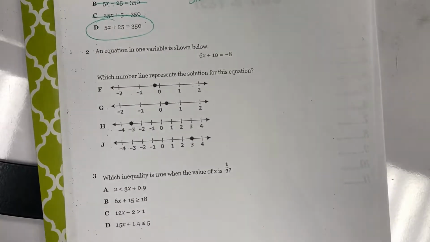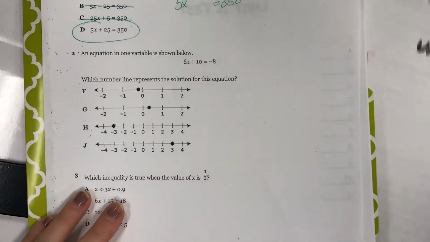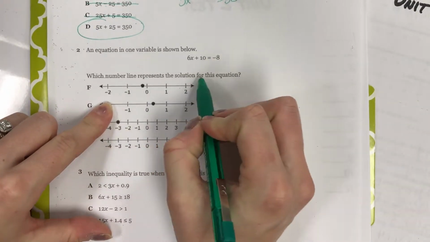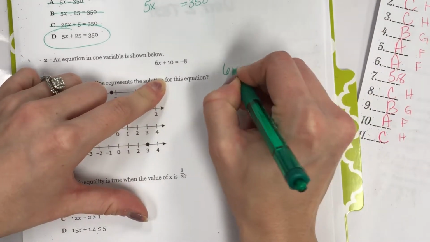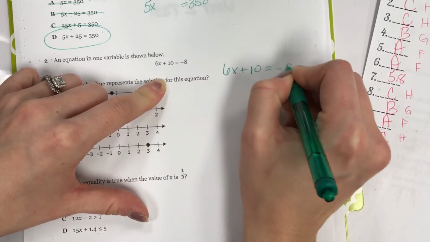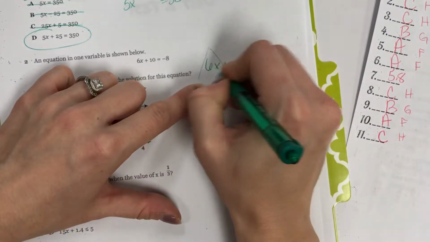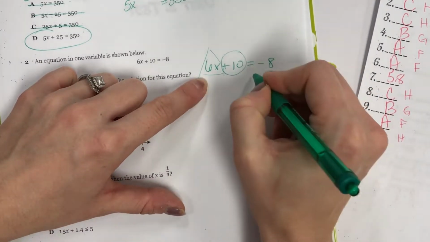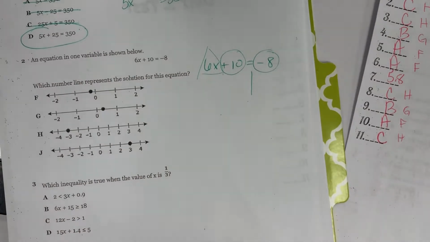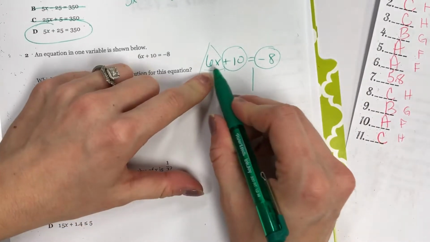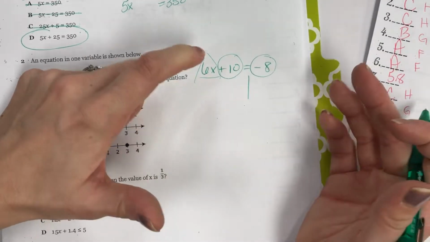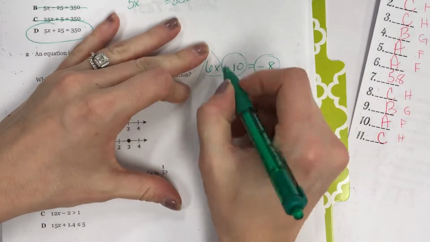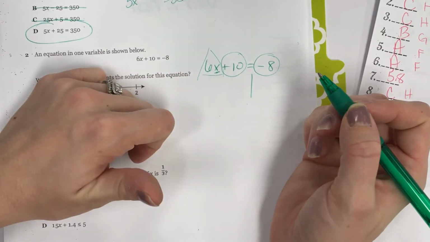Okay, on number 2, an equation in one variable is shown below. So which number line represents the solution for this equation? So you just had to solve it. I'm gonna rewrite this problem out to the side so we can see a little bit better. Okay, I have a number with a variable, a plain old number, and a plain old number. So remember, I can't combine a variable with a regular number. And I need to start on the side that has more stuff on it to get rid of everything except for the variable. That's my ultimate goal.